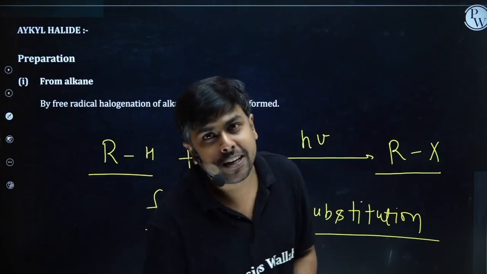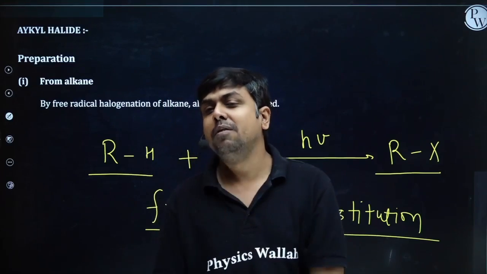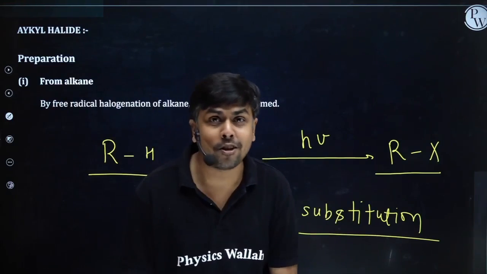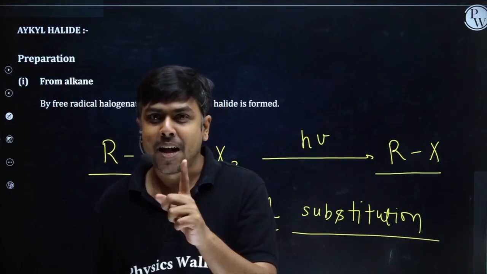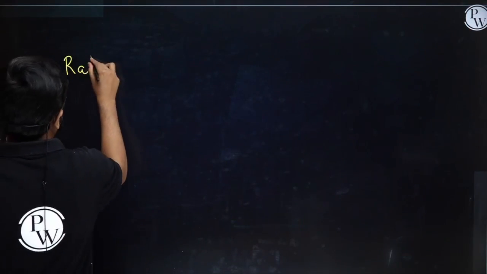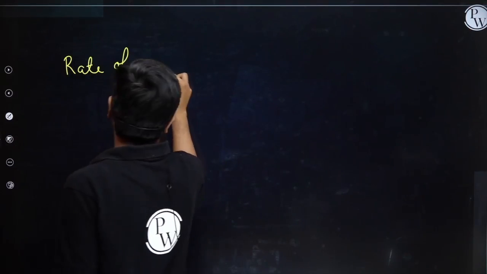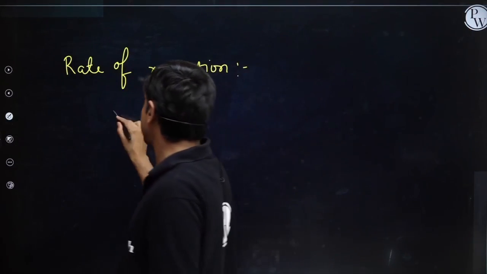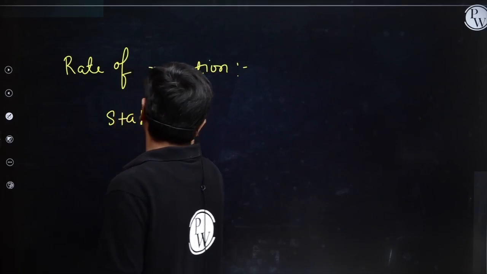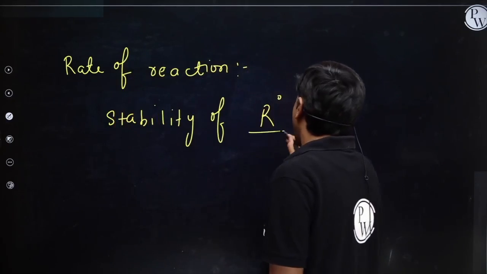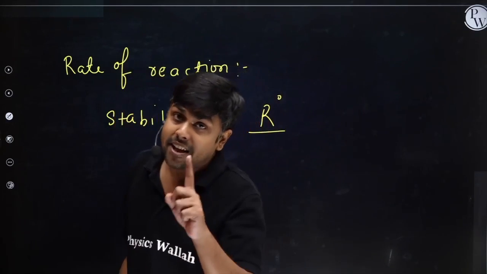The rate of reaction depends on the stability of the free radical, the alkyl free radical R dot. The more stable the R dot, the faster the rate of this reaction, and the faster the rate of formation of alkyl halides. Am I clear? So the rate of reaction depends on the stability of R dot, since R dot is formed in the RDS.